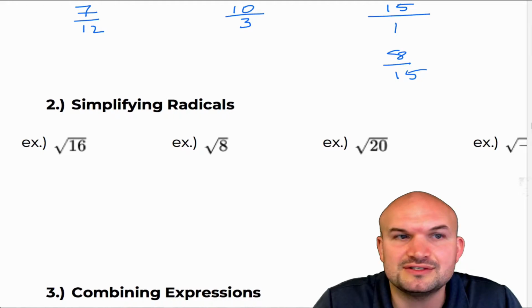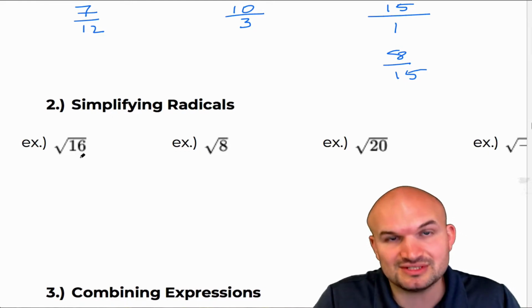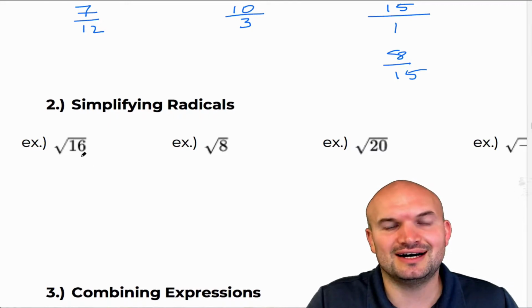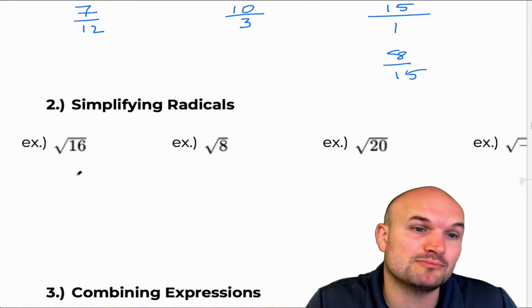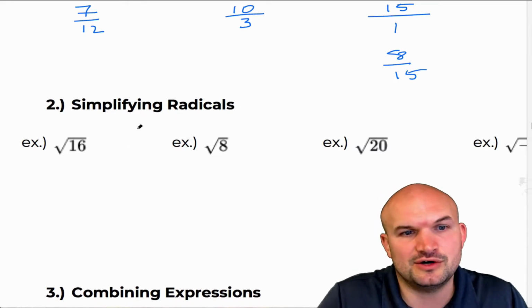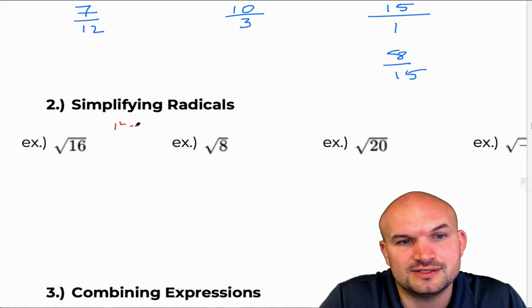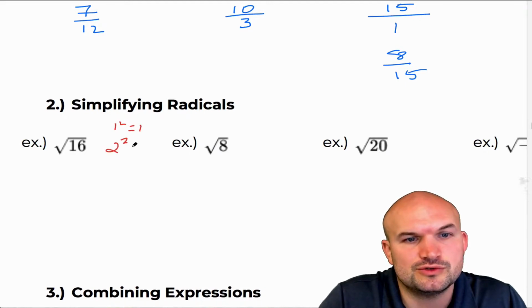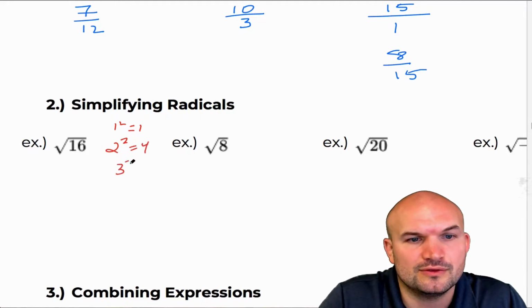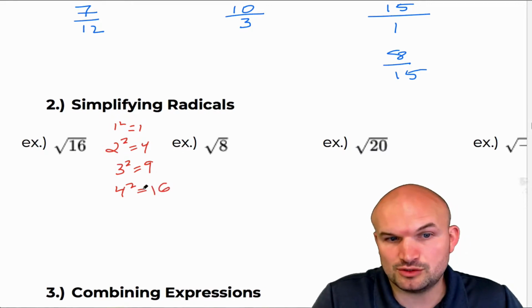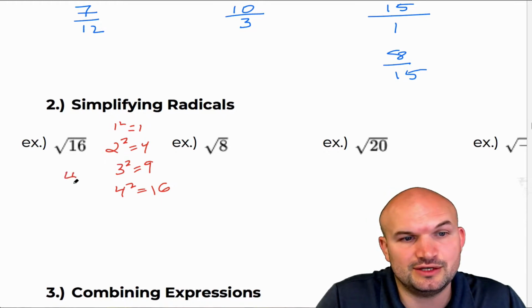So when simplifying radicals, what we're going to want to do is, again, what the square root symbol is saying is the square root of what number. What is the square root of 16? Which is basically saying what number multiplied by itself is going to equal 16. So the main important thing is you really should know your square numbers. For instance, 1 squared is 1. 2 squared is 4. 3 squared is 9. 4 squared is 16. Okay, so obviously we see that 4 squared is 16, so the square root of 16 is just going to equal 4.